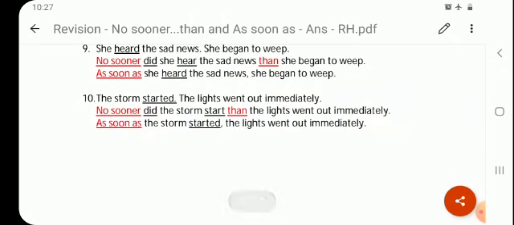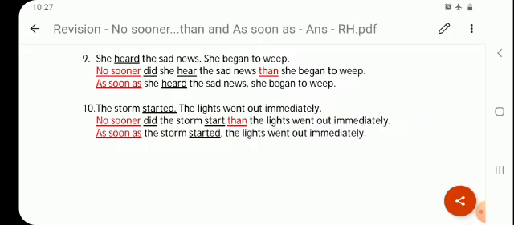Last one, the storm started, the lights went out immediately. Started, past tense. No sooner did will come because it is in the past tense. So did the storm start, then the lights went out immediately. Then you change it into as soon as, remove the word did, start will again become started. As soon as the storm started, comma, the lights went out immediately.